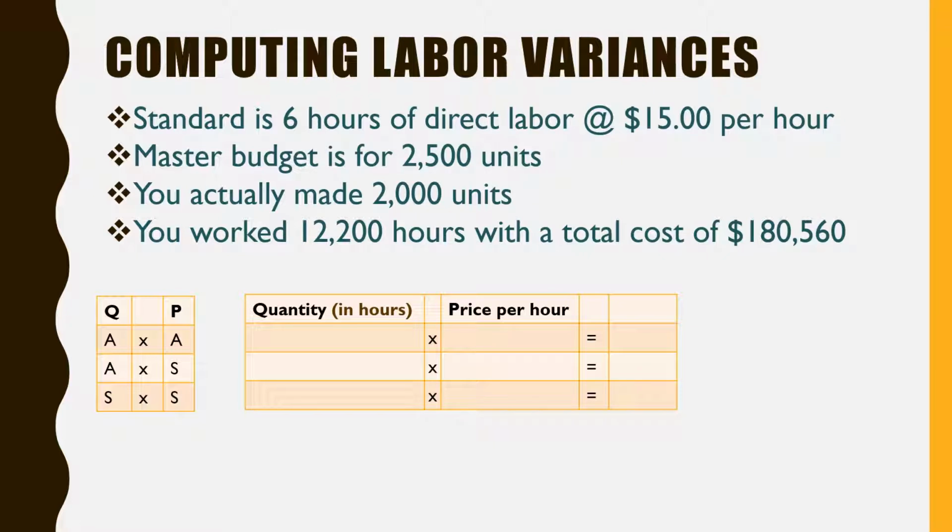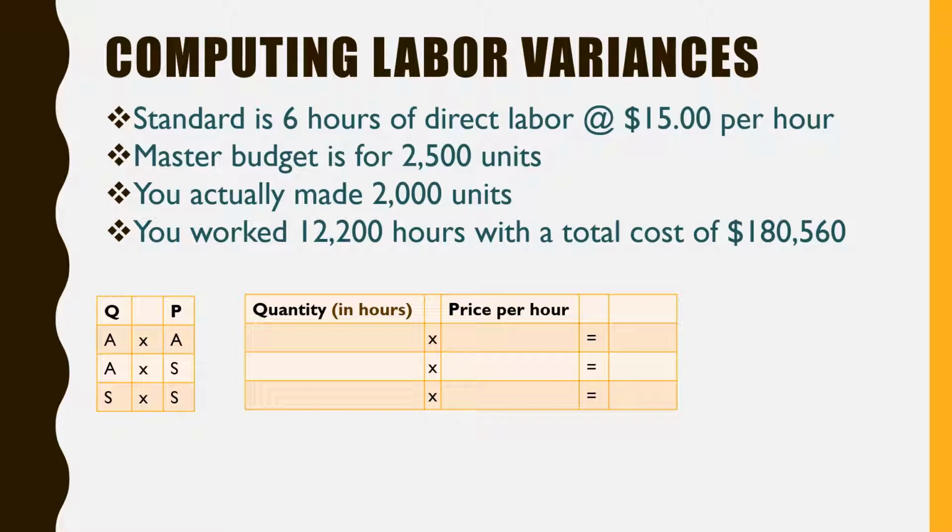The next variable cost we care about is the labor costs. So we'll say the standard to make one owl is 6 hours of direct labor at $15. I give you the master budget again, but that's not used, so don't take the bait. You actually made 2,000 units, worked 12,200 hours with a total cost of $185.60.